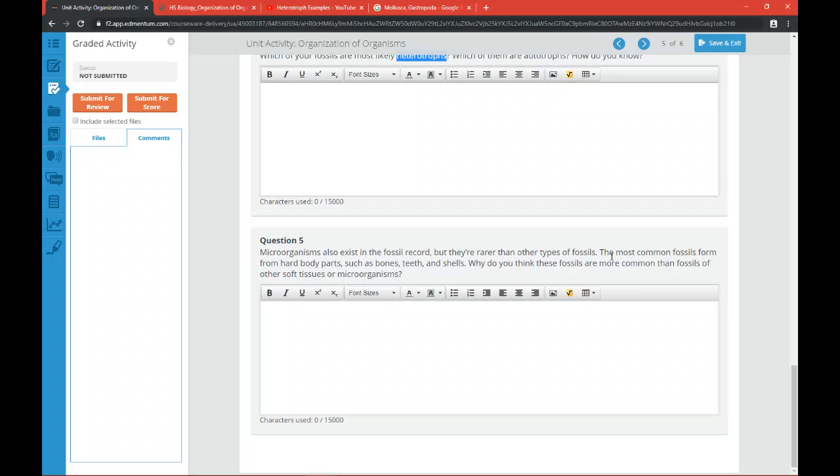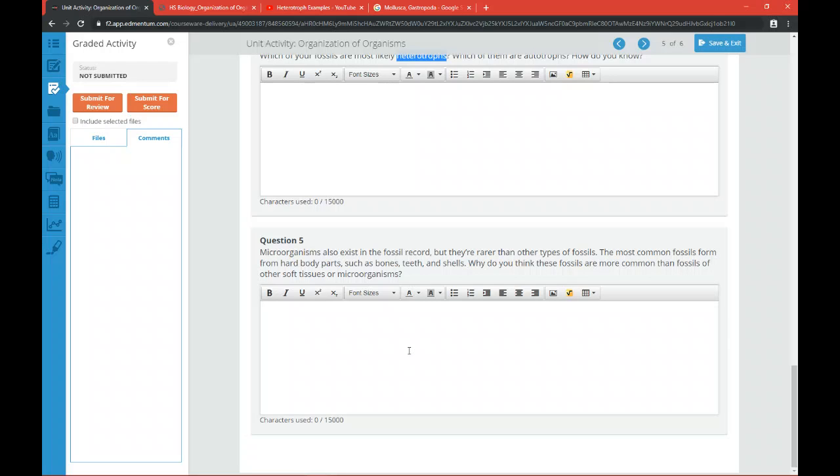Question number 2. The most common fossil form is hard body parts such as bones, teeth, and shells. Why do you think these fossils are more common than soft tissue or microorganisms? So we've got to answer these questions, which I kind of already told you how to answer for microorganisms. So hard body organisms, we can basically see. We can see bones, we can see teeth. What's the reason for it?